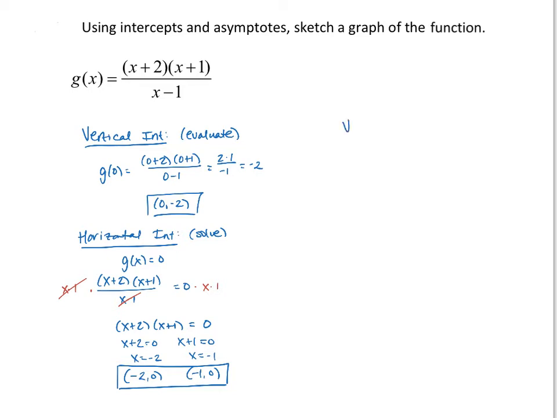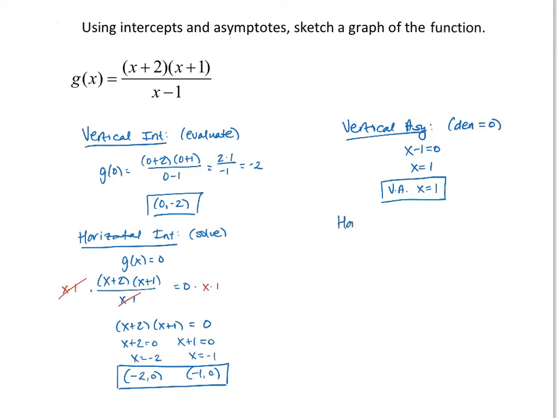As we're thinking about a vertical asymptote, this is where we look at the denominator of our function and set it equal to 0. So x minus 1 equal to 0, we get x equals 1. Remember, this is an equation of a vertical line. This is an x value where our function does not exist. But as the function approaches x equals 1 on the graph, the tails will be going either up to positive infinity or down to negative infinity.